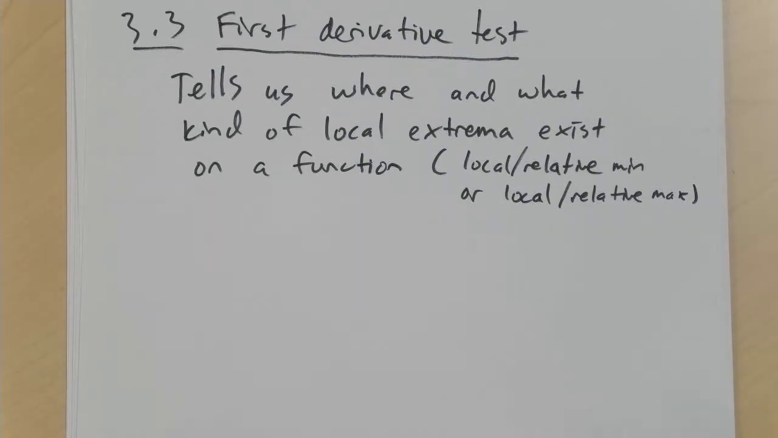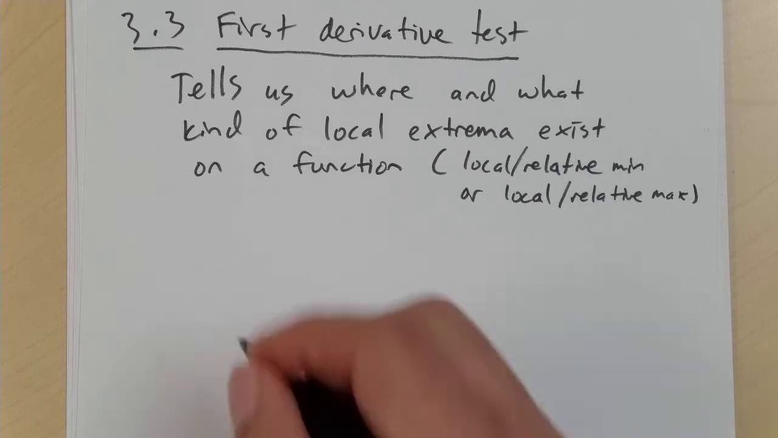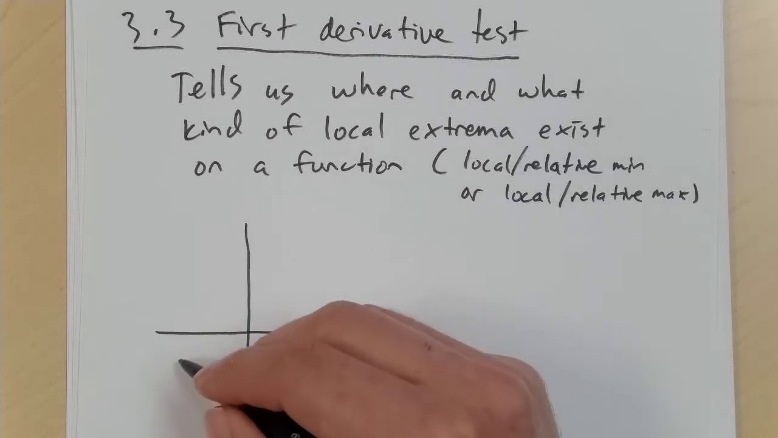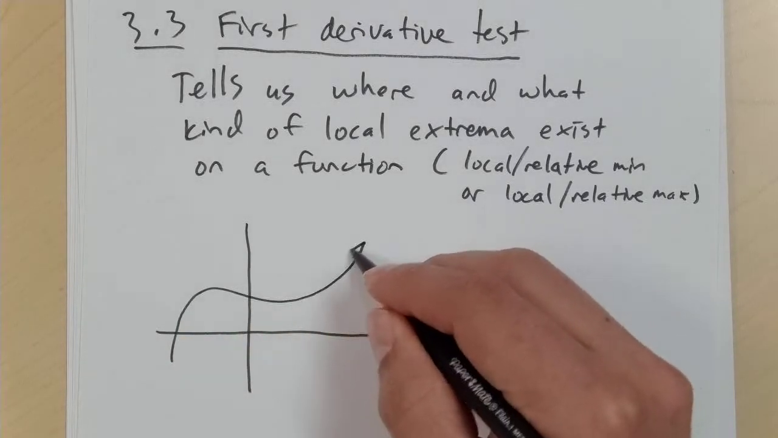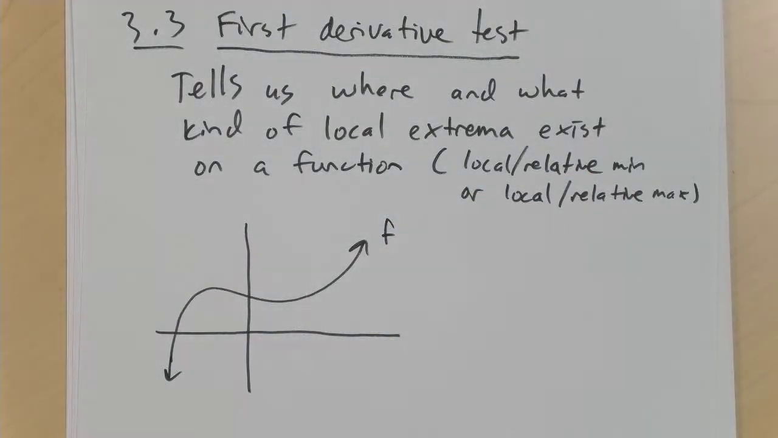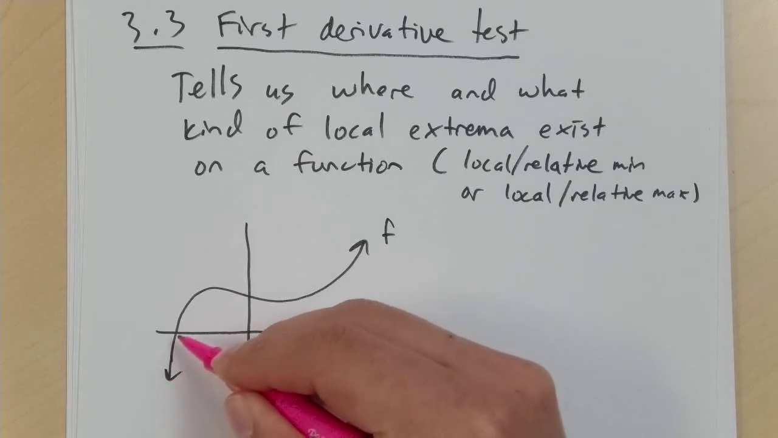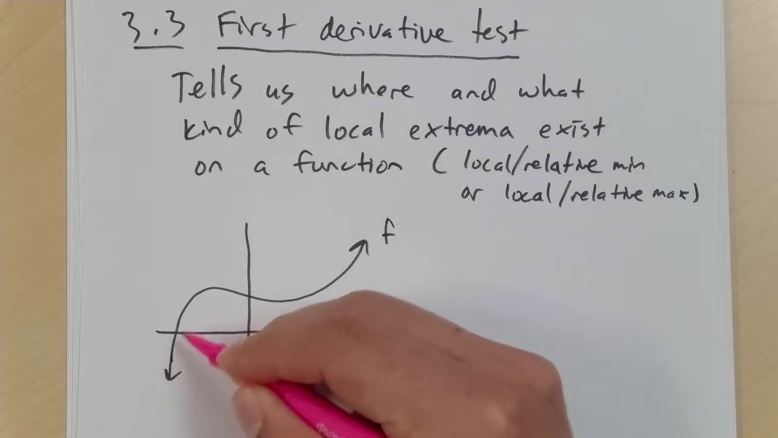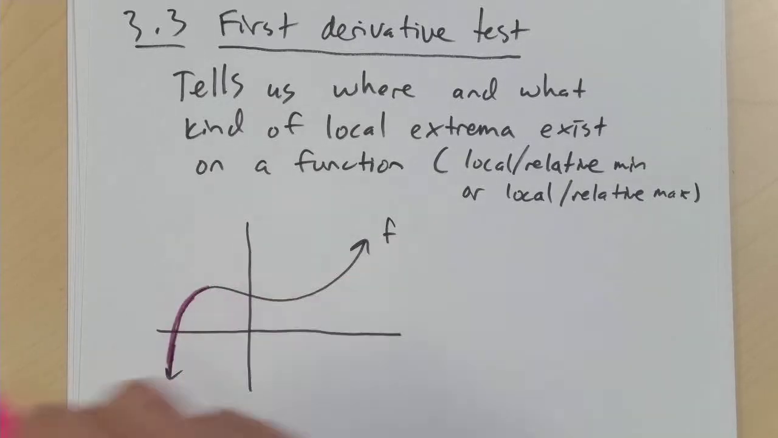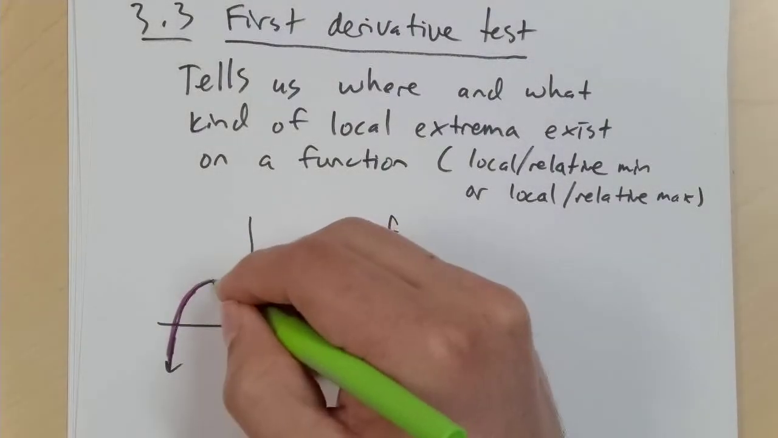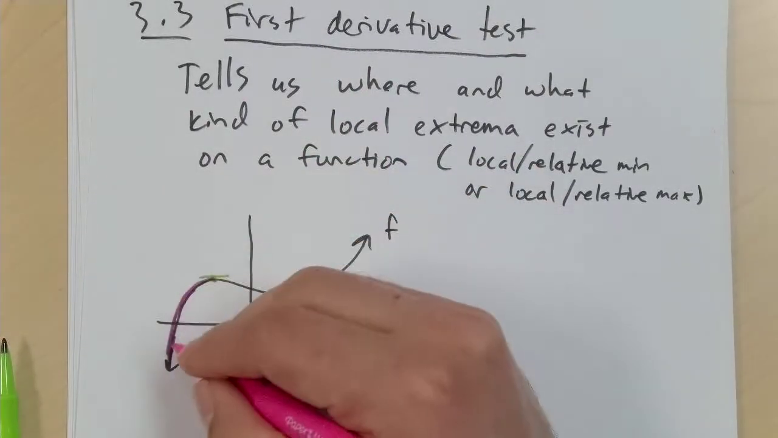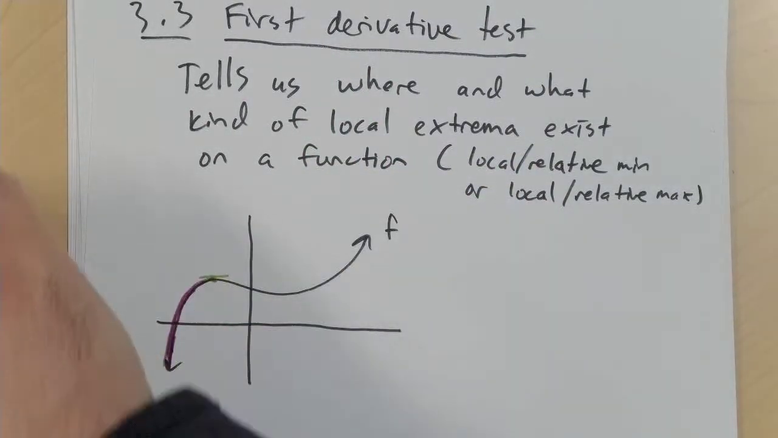To illustrate what the first derivative test is, we're going to start with a picture of a graph. So let's say we have an xy coordinate plane and we have a function f that looks something like this. Remember, if we draw tangent lines, we're increasing here. I'm going to use pink for increasing. We're increasing until we get right about here, where the tangent line has a zero slope.